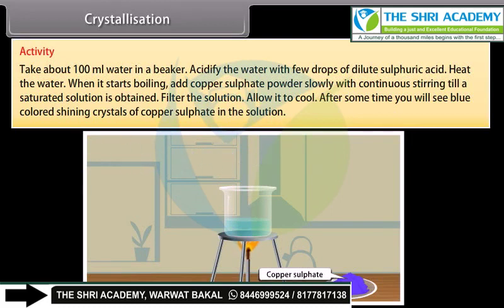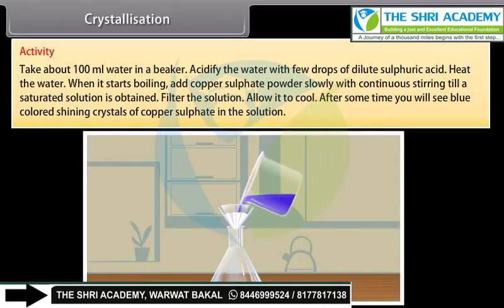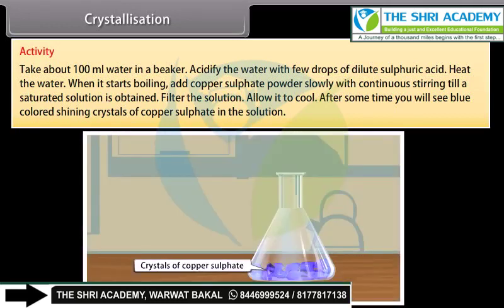Heat the water. When it starts boiling, add copper sulfate powder slowly with continuous stirring till a saturated solution is obtained. Now filter the solution. Allow it to cool. After some time you will see blue-colored shiny crystals of copper sulfate in the solution.